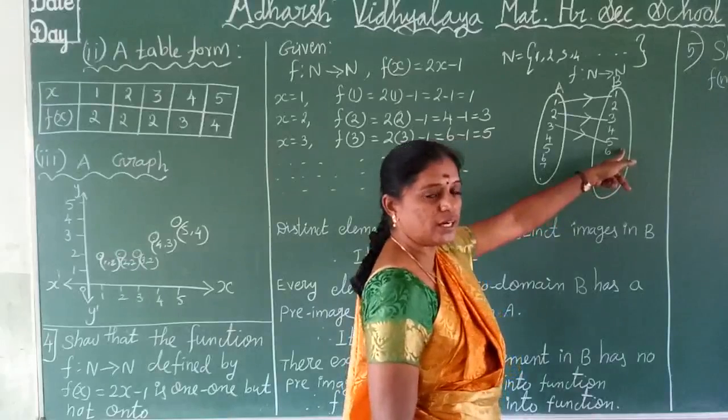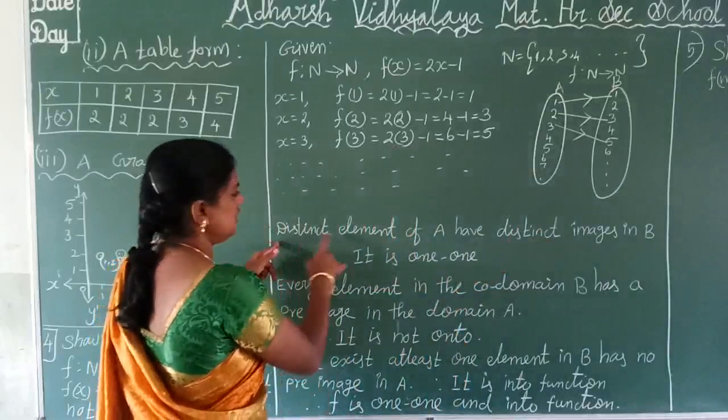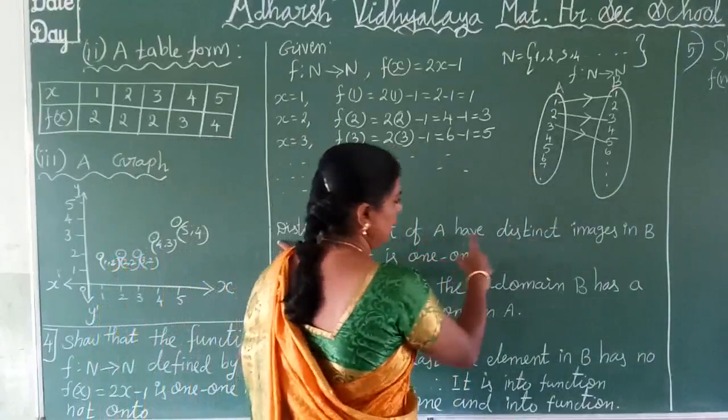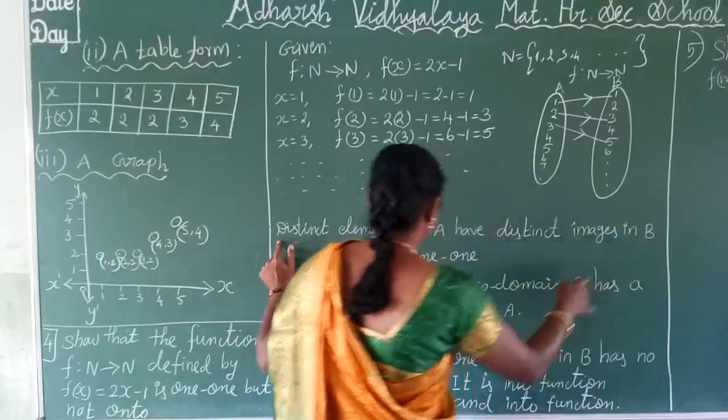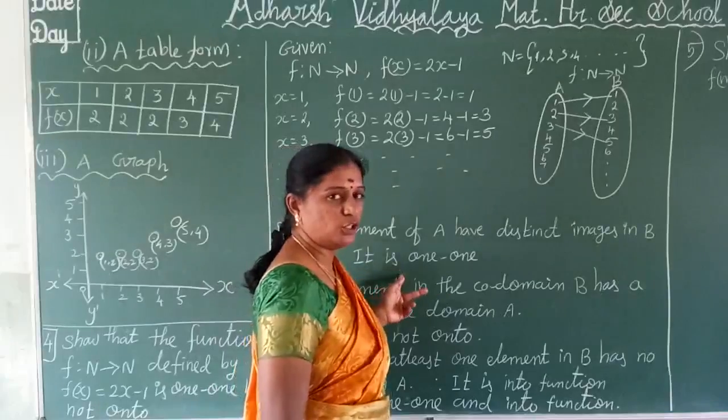So is it 1 to 1 or not? Yes, it is 1 to 1. So distinct elements of A have distinct images in B. Therefore it is 1 to 1. That is the definition of 1 to 1.